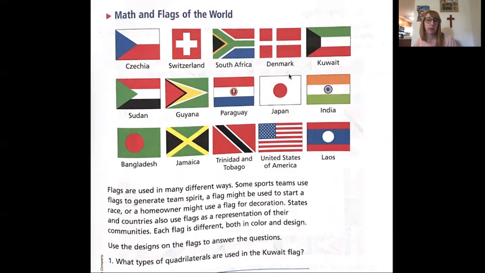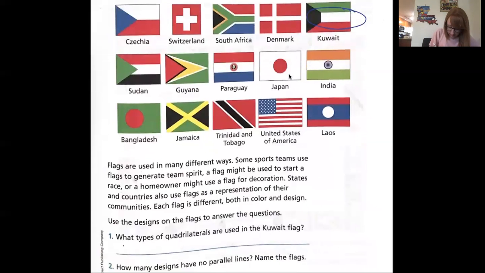one of the quadrilaterals that is used 2 different ways is kind of a tricky one. If we look at this white part in the Kuwait flag, we can see that that is a rectangle. So we'll go ahead and put rectangle. We know that a rectangle has 2 opposite sides that are parallel. It has 4 right angles. It does not have 4 sides that are the same. So 2 opposite sides that are parallel makes it a parallelogram, and then 4 right angles.